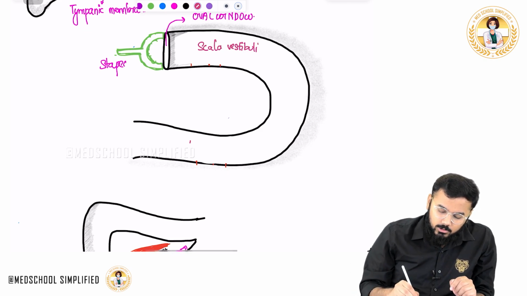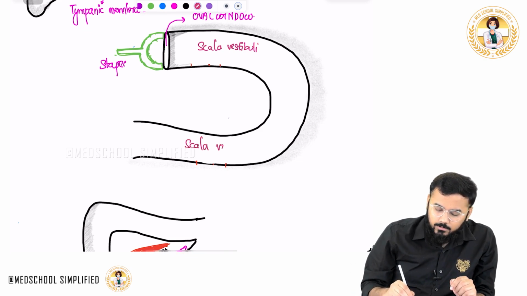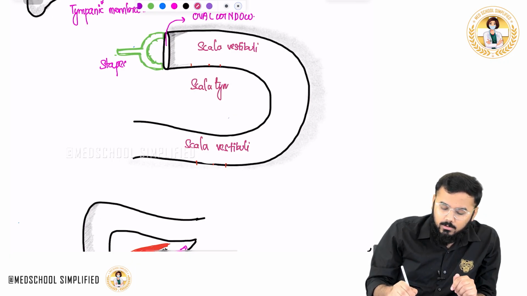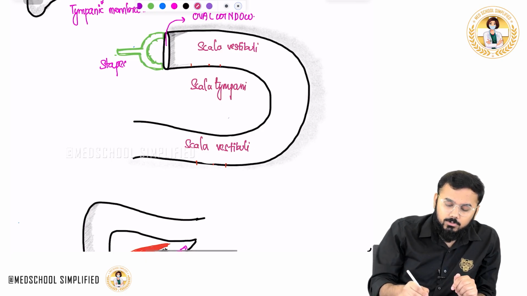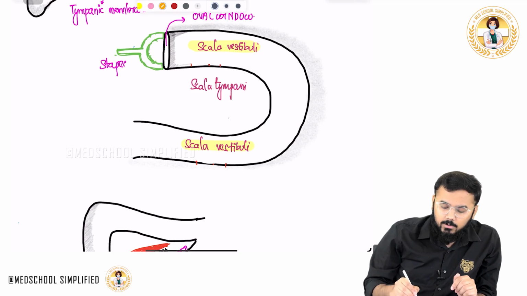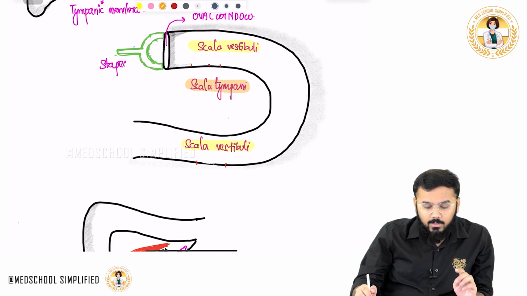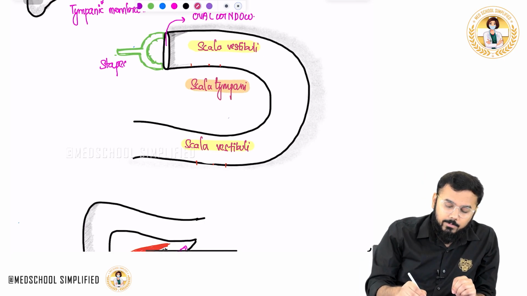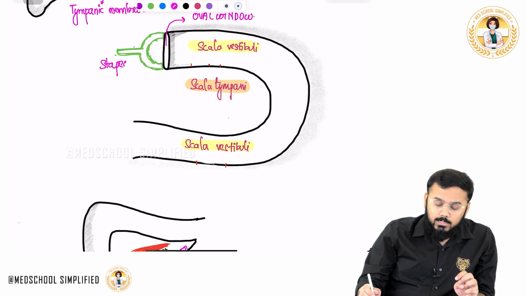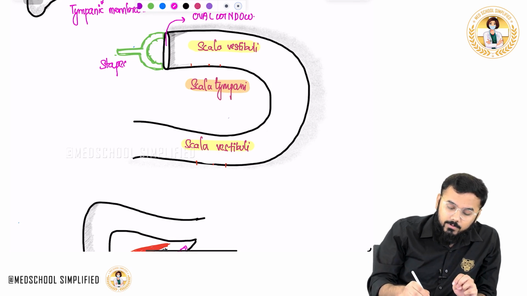Next, this is also called your scala vestibuli. After scala vestibuli, this one over here is called scala tympani. So what are the things you have got? You have got scala vestibuli on both the sides, and in the center over here you have got scala tympani. Now what is going to happen? Whenever the stapes plate vibrates the oval window, within the scala vestibuli, first of all let me draw this with the blue, okay?